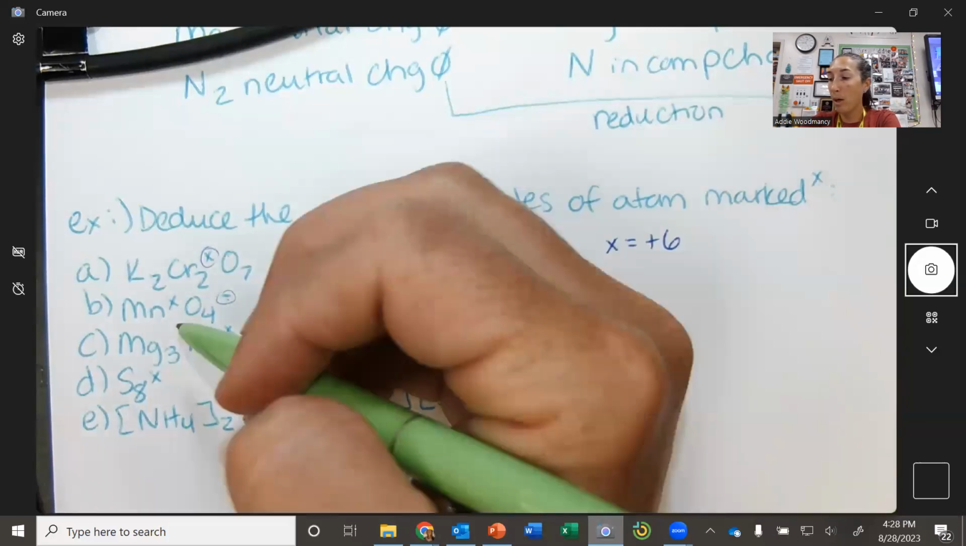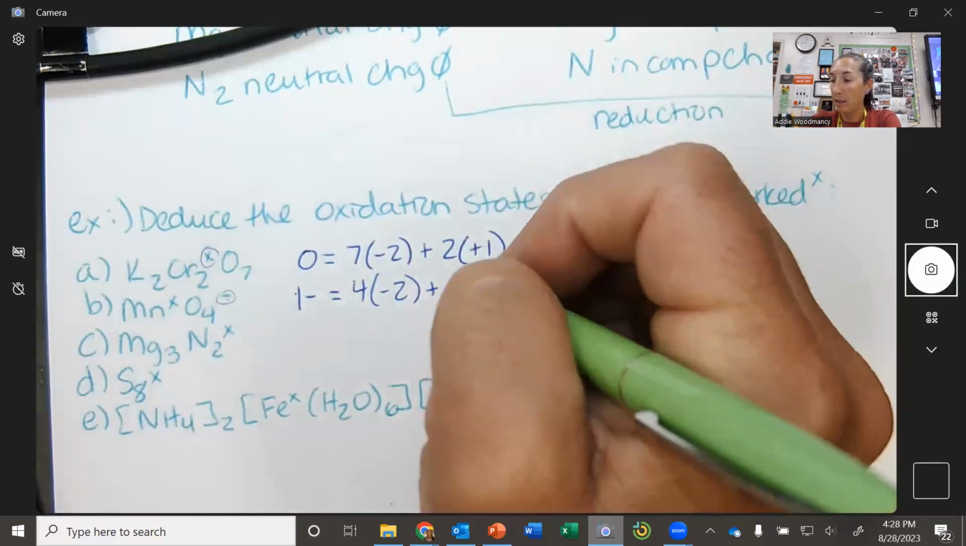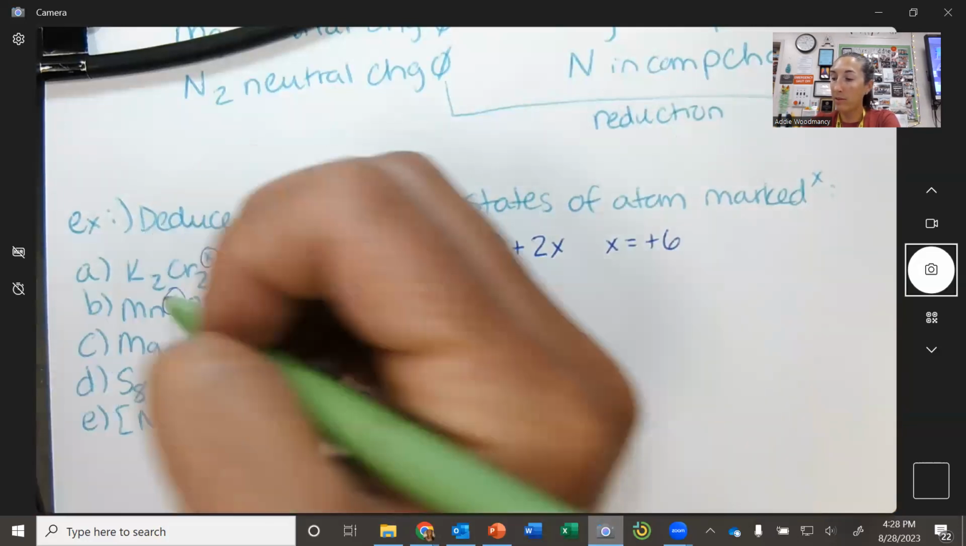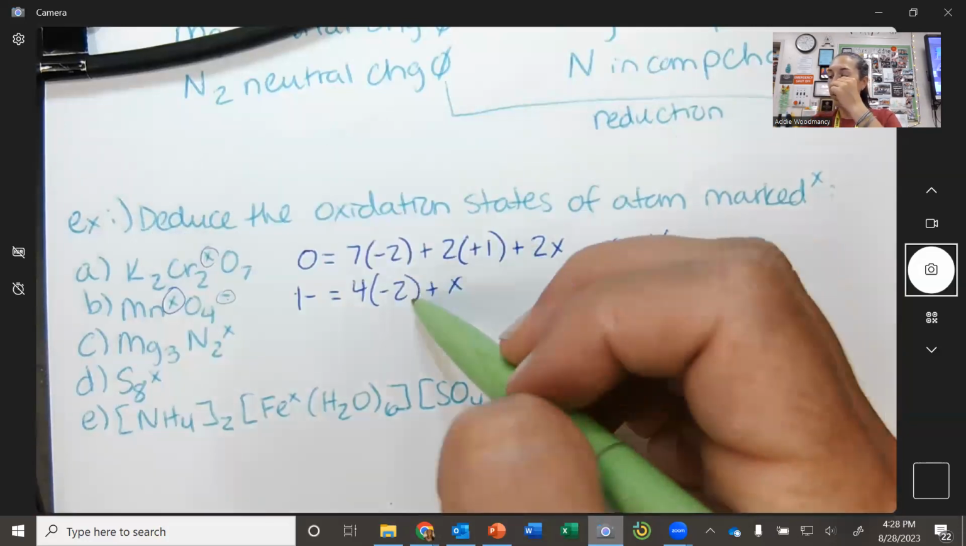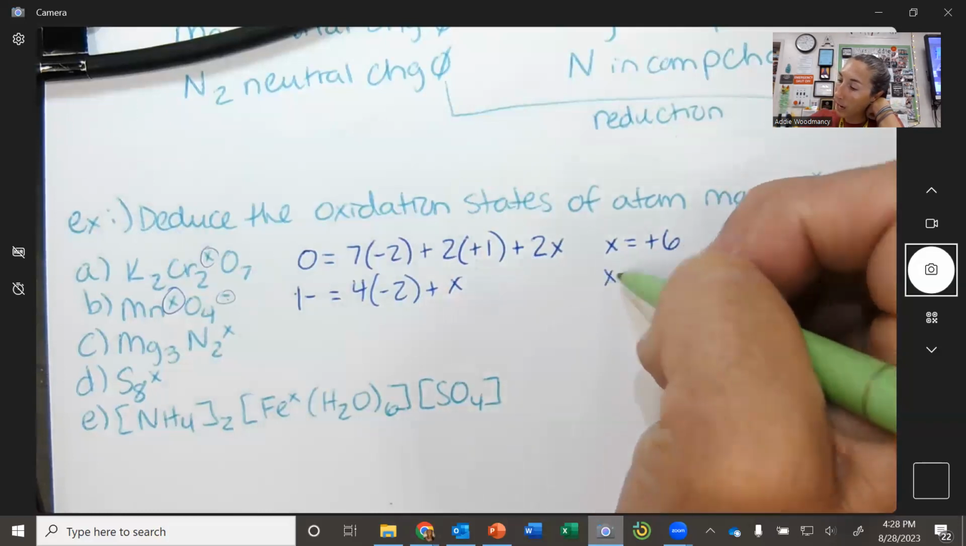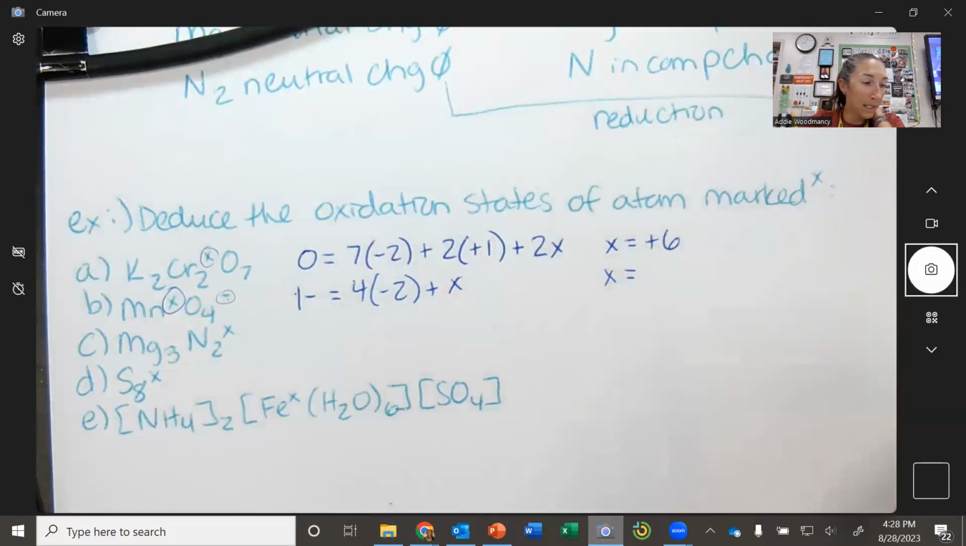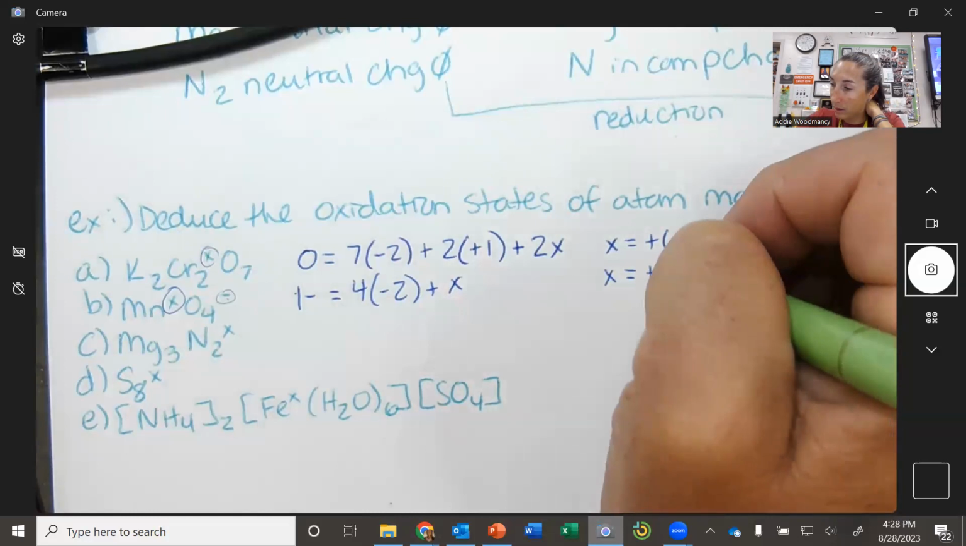And then we have 1 Mn with a charge of X. That's what we're trying to find. So just move everything to the other side and solve for X. And X ends up being positive 7.